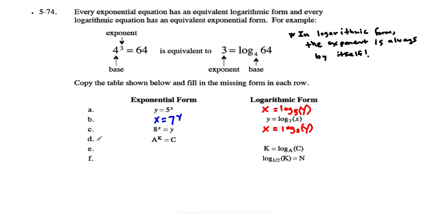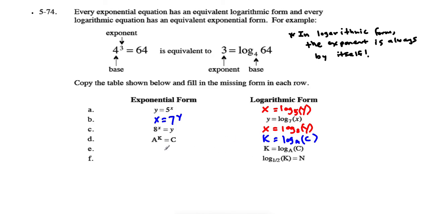Let's look at D. a to the power of k equals c. We know now that our exponent in exponential form is k, so it's going to be by itself. So we have k equals log base a of c. That's our base a of c.